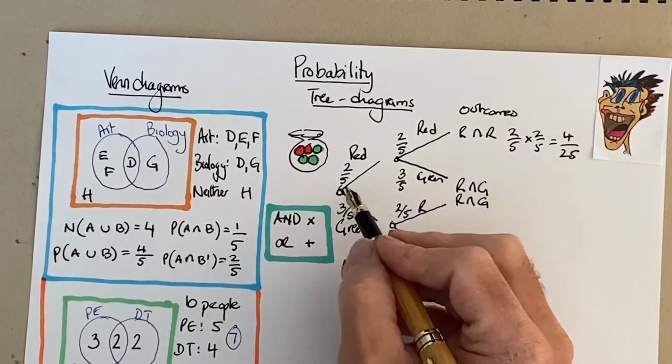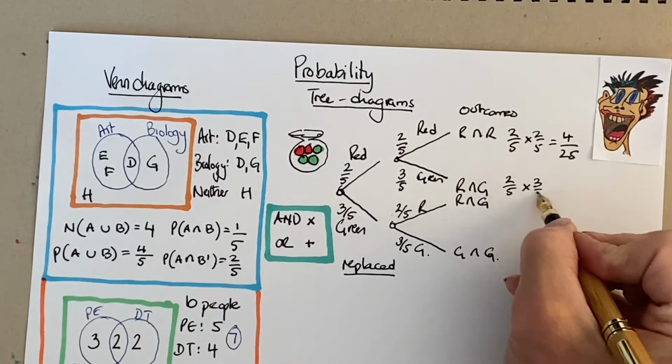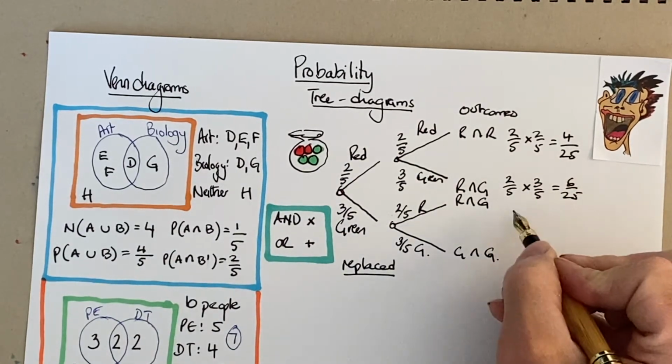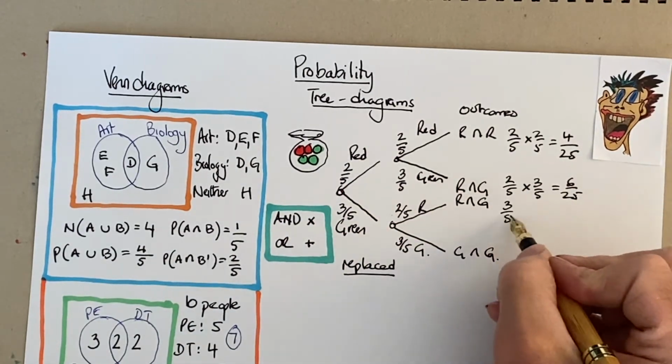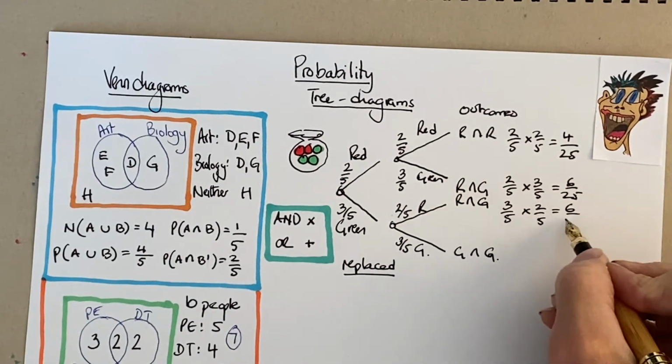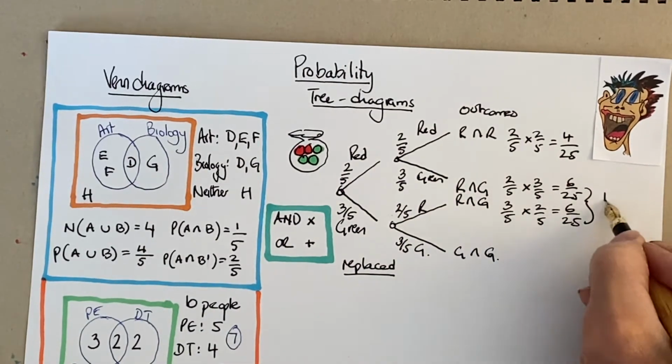Okay, or I could do red and green. So 2 over 5 times 3 over 5. 2 3s are 6, 5 5s are 25. Or it'll be the other way around, green first, followed by red. Also getting 6 over 25. And I'll add those together to make 12 over 25.